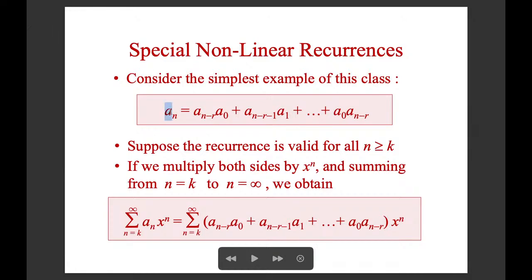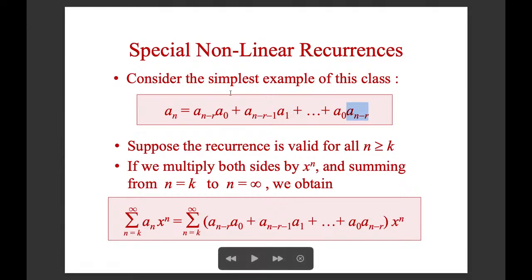So this will be the case of a_n equal to a_{n-r} multiplied with a_0, plus a_{n-r-1} multiplied with a_1, and so on all together. So this is the convolution that we look at. The last term will be a_0. So this part goes from a_{n-r} down to a_0, and the other part starts from a_0 going up until you get a_{n-r}. Is that okay? You need to have all terms appearing.